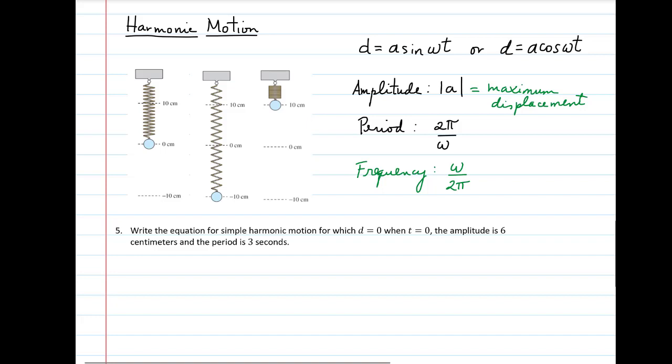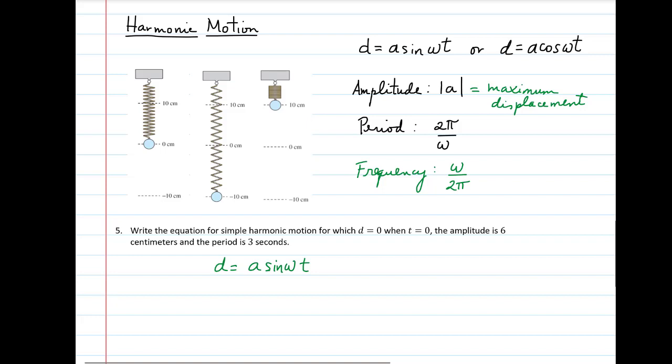The only one that will give us 0 at equilibrium, when the distance is 0, right in the middle, at rest, at time 0, is going to be sine. So right away, we know we're going to use that. d equals a sine of omega t, where w is called omega, lowercase omega. So we know it's going to be the sine function. Now we need to figure out 2 things, a and omega.